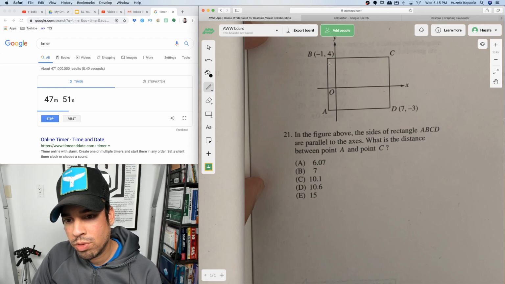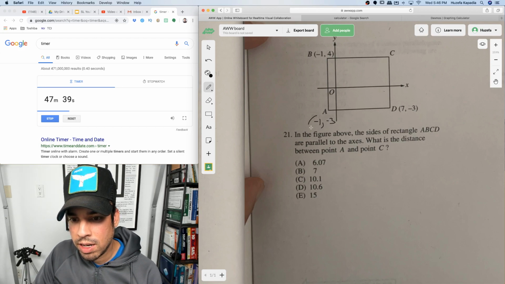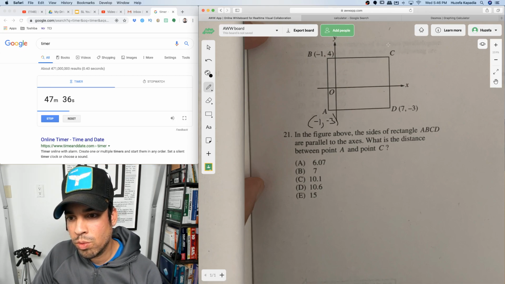In the figure above, the sides of rectangle ABCD are parallel to the axes. What is the distance between point A and C? Got it. 7, negative 3. This would be negative 1, negative 3, because the y is the same as that and the x is the same as that. And this one would be 7, 4, x is the same as this, y is the same as that.